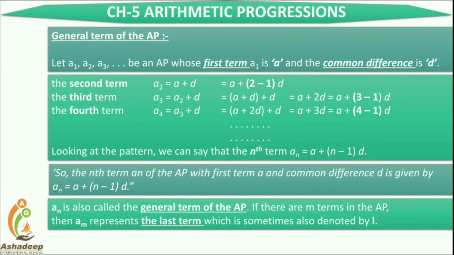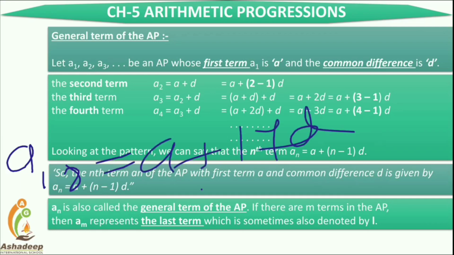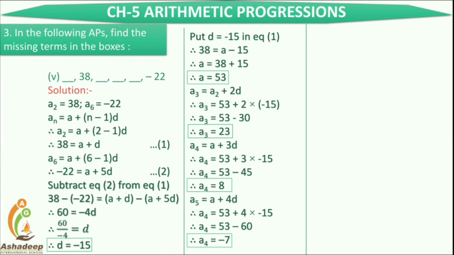Now, the second term, third term and the fourth term are denoted in this way. According to this, we can say that the nth term of a given AP is a plus (n minus 1) into d. So an represents the last term or the given term. For example, if I have to find the 18th term, then we have to find a18, and a18 is going to be a plus 17d. That you know.